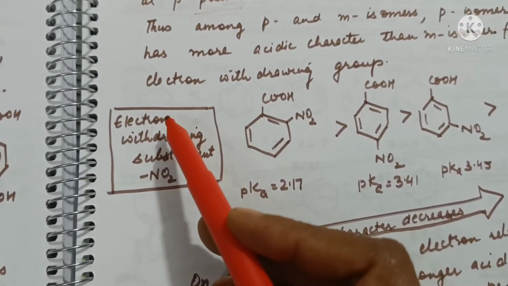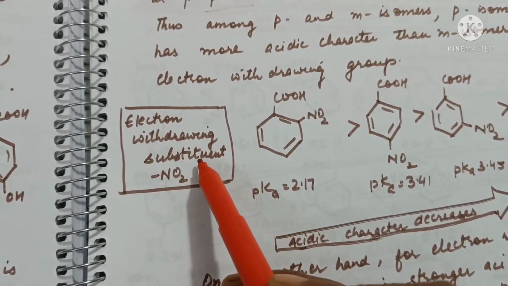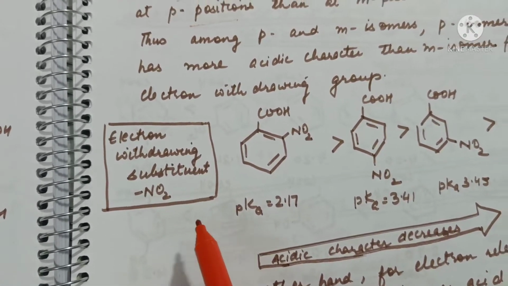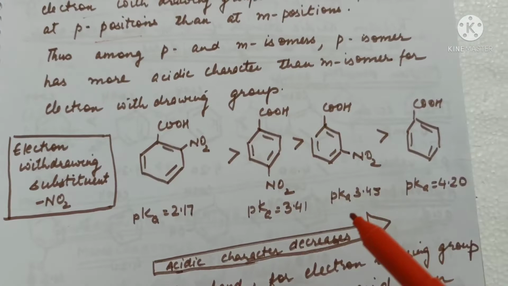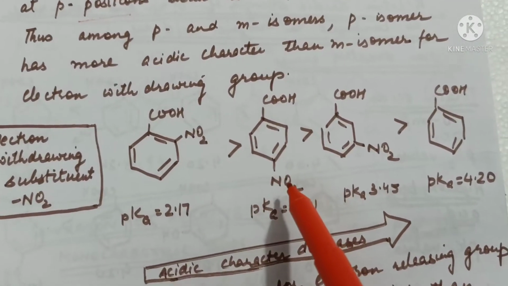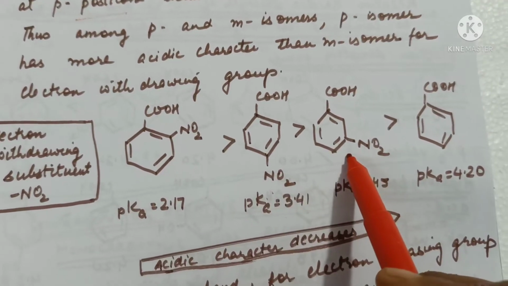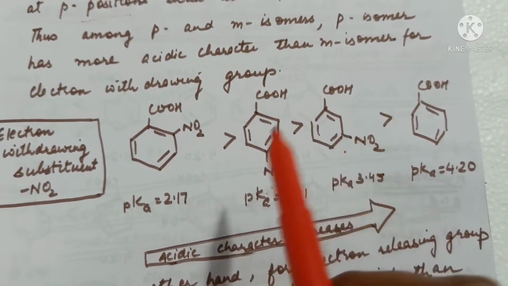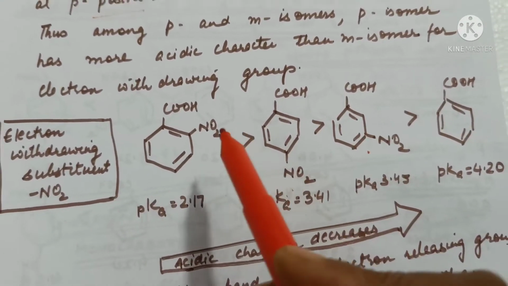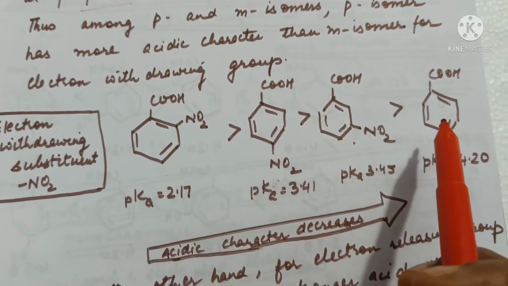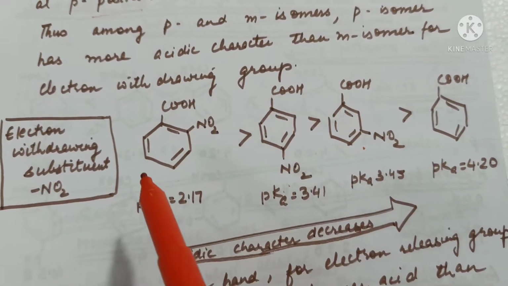As we know, the electron withdrawing substituent nitro increases the acidic character. So when nitro is at para position, it will increase the acidic character more than when it is at meta position. Accordingly, ortho-nitrobenzoic acid will be the strongest acid. This is because of the ortho effect.